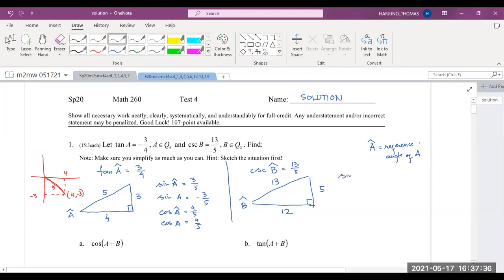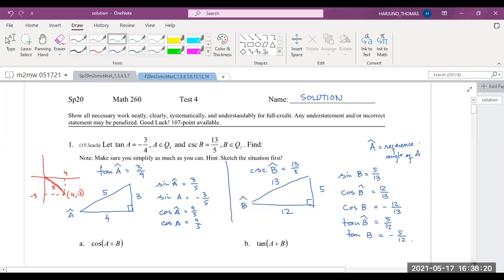So sine B is 5/13. That's just the reciprocal of cosecant B. Now cosine B hat is 12/13. B is in quadrant 2, so cosine is negative. Tangent B hat is 5/12. In quadrant 2, tangent is negative. Okay, so you see that I actually spend more time on the setup.